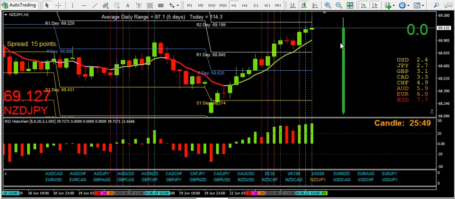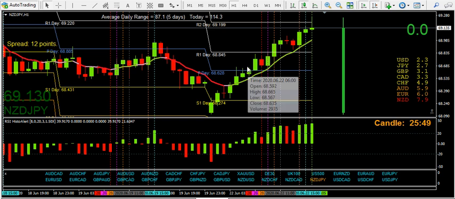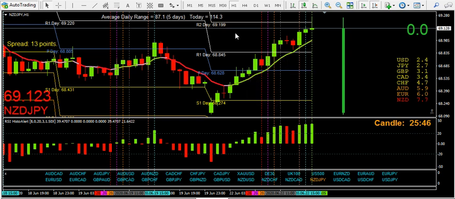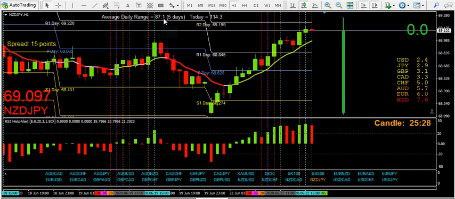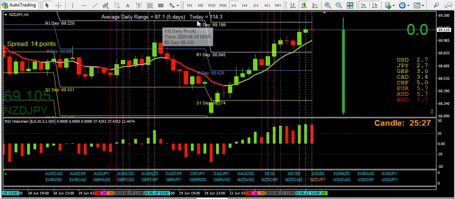I'm back a bit earlier than normal, and I had a quick look at what potential charts are overextended, as it were. The New Zealand dollar seems to have been very strong today. Today's ADR so far is 114.30, and we're at 87.10 for the 5 days, so that is overextended. We can clearly see a big move up here. We're at R2.